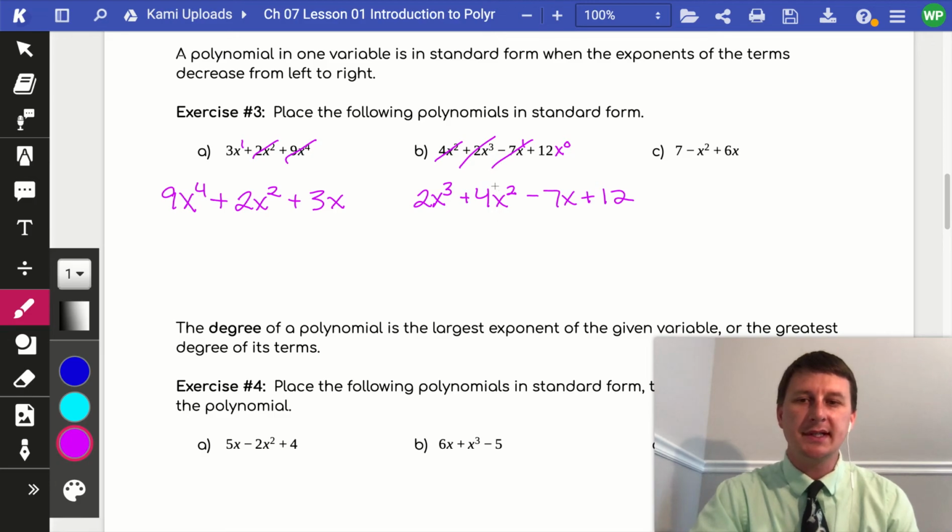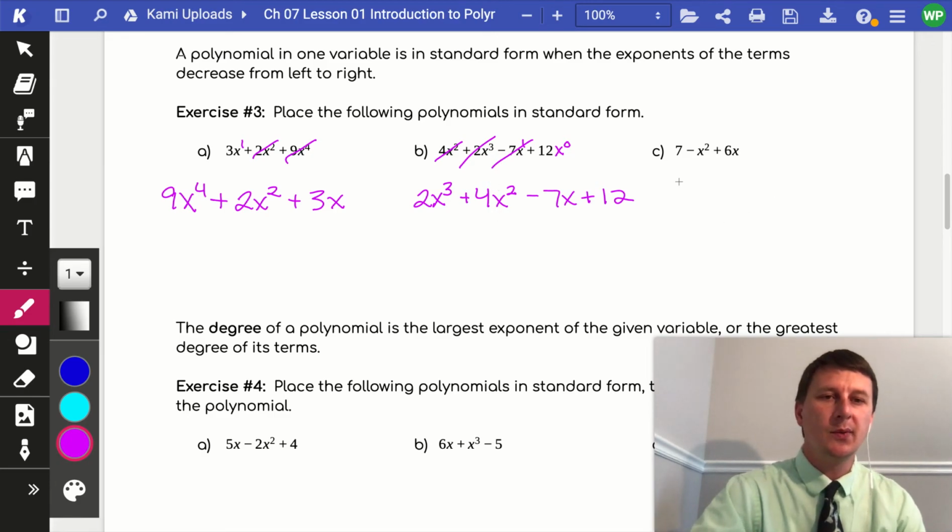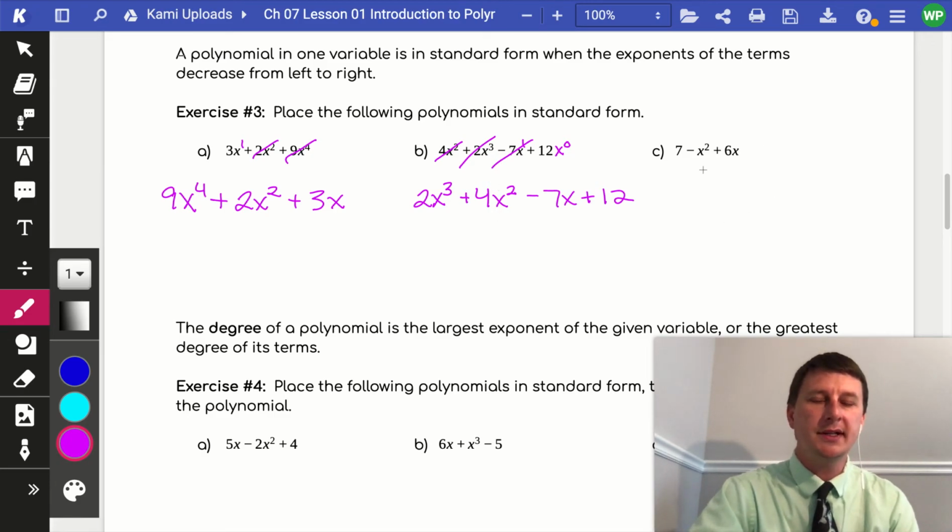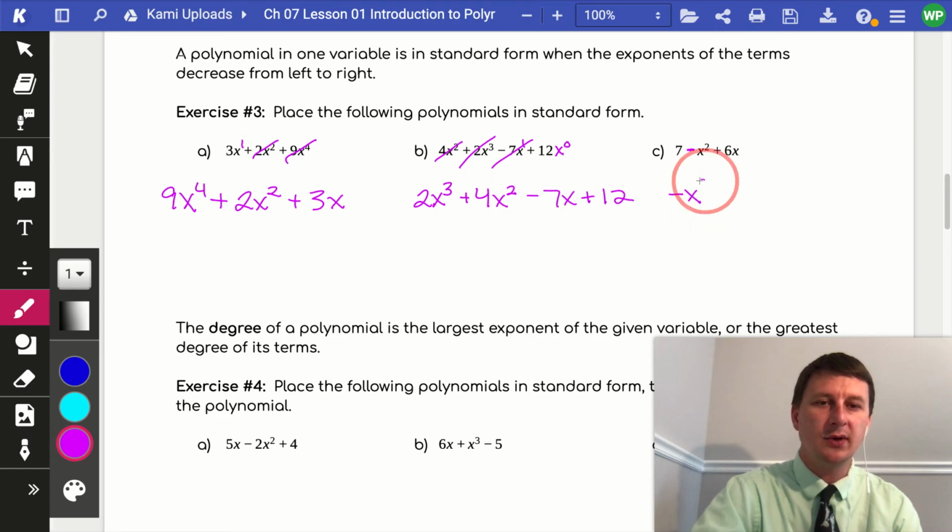Which brings us to part C, our last part of this exercise, where we want to put this in order from greatest exponent to least exponent. So that x squared has the greatest exponent of these three terms. And remember, we want to keep the sign in front of our term. So this is going to be negative x squared. And then we have an x and a constant. So our x's go next. And that's 6x, positive 6x. And then our constant really has that exponent of x to the 0. So that goes last. And that's going to be plus 7.